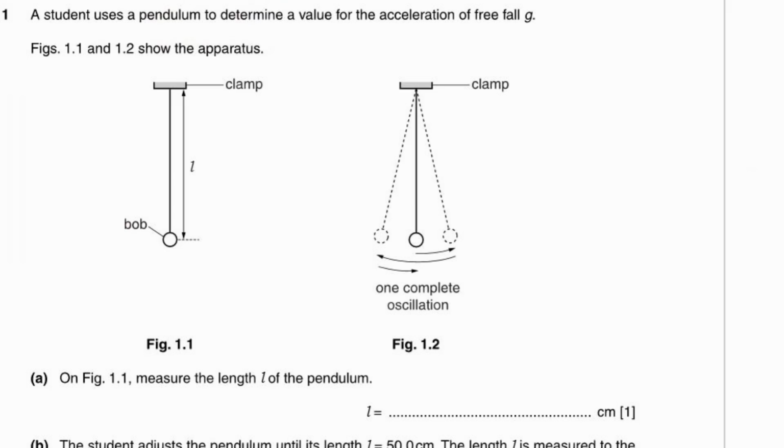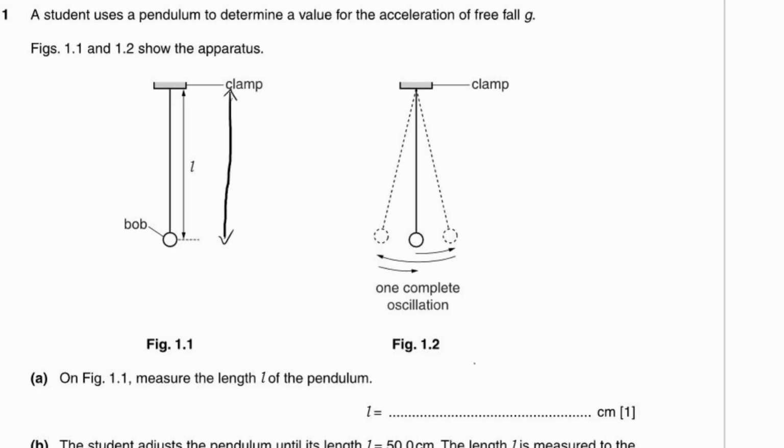Question 1. A student uses a pendulum to determine a value for the acceleration of freefall g. Figure 1.1 and 1.2 show the apparatus. A. On figure 1.1, measure the length L of the pendulum. Okay, so at this point you're really just going to pull out your ruler and measure the length that's marked here, between there and there. So just pull out your ruler and do that.